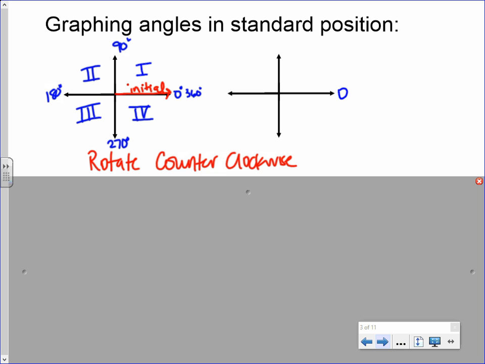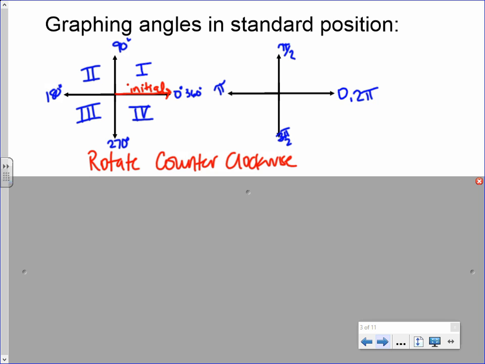If we begin with our initial side right here and we rotate counterclockwise, 90 degrees would be the same as what radian measure? Pi over 2. If 180 degrees is the same as pi, half of that, 90 degrees, is the same as pi over 2. That's something you're going to need to know automatically. So pi over 2, pi, 270 would be the same as what? 3 pi over 2. If 90 degrees is pi over 2, then 270 is 3 of them. And then we would rotate all the way back to 2 pi.